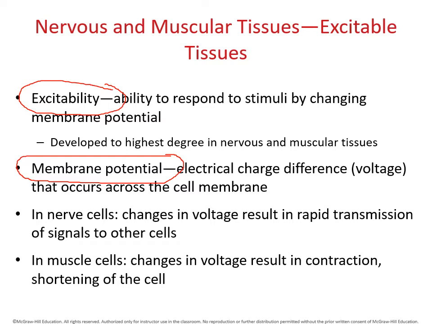So here it says for you in nerve cells, if you change the voltage, you can have a rapid transmission of signals. So you're going to release neurotransmitters. And in muscle cells, we can use that excitability to get the muscles to respond or to contract. Another way of saying exciting is to get it to contract.